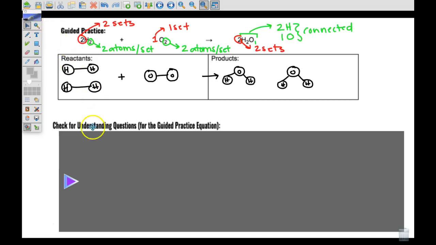I want you to take a few minutes and pause the video and answer the 6 check for understanding questions about this particular reaction. Once you have them complete, you can press play on the video and check your answers. So hopefully you actually paused the video and attempted the questions independently, and now you're just hoping to check your answers.